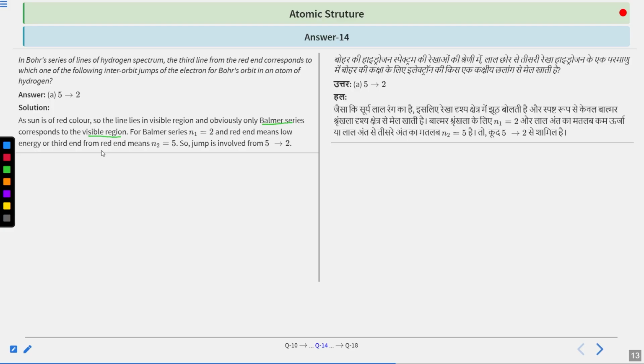And for Balmer series, n1 is equal to 2, meaning the final orbit to which the electron goes from higher to lower. So the lower energy level will be 2. Considering n1 is equal to 2 and the option 5 to 2, we take n2 is equal to 5. So the jump involved is from 5 to 2. Clear? Now moving on to the next question.